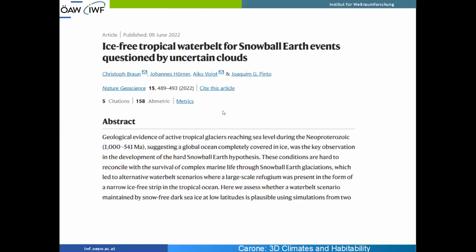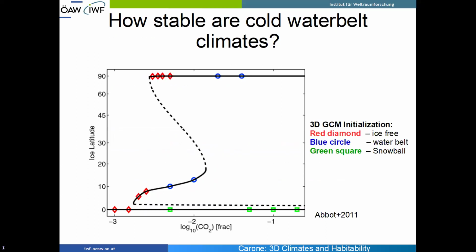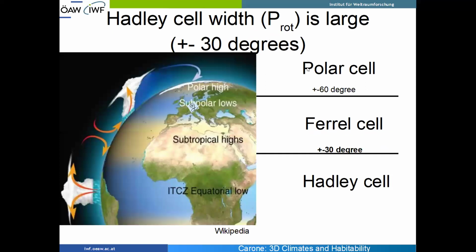However, the water-belt Earth scenario really has to be looked at in 3D climate simulation, and it turns out that it is really, really difficult in a 3D climate state to keep this stable. And the reason for that is, in principle, the narrowness of this water belt. So the water belt is plus minus 5 to 10 degrees latitude, but the Hadley cell, so the general circulation cell, which, as I remind you, depends only on the rotation period of the planet, which doesn't change, it's still a 24-hour rotation period, is larger than that, so it's plus minus 30 degrees.